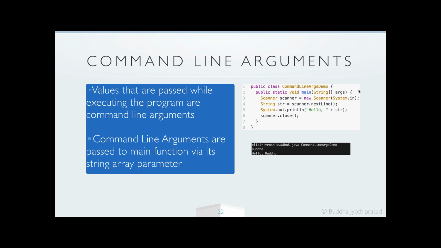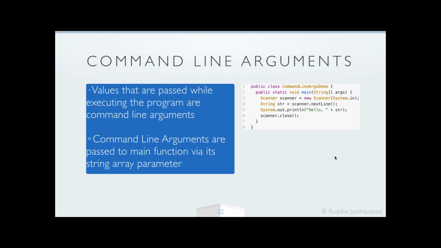Now, as I said earlier, main method accepts an argument, a string array. This actually is command line arguments. Now, imagine there is a program that is reading our name and then printing hello and giving that name. If you see this execution, it shows that you are executing the Java program by using the java command, and then it's waiting for that input and printing hello Buddha.